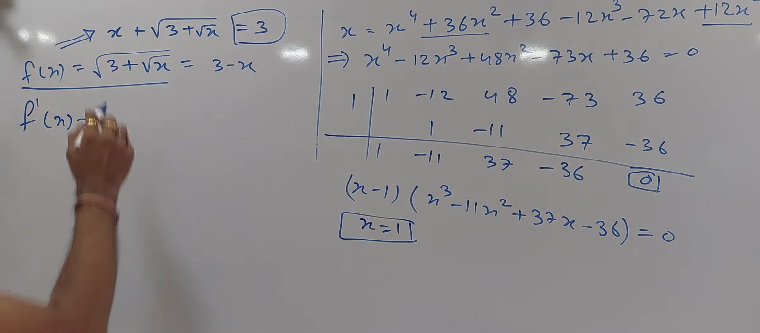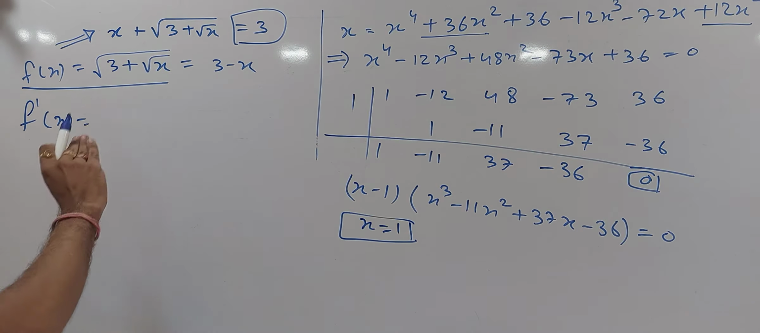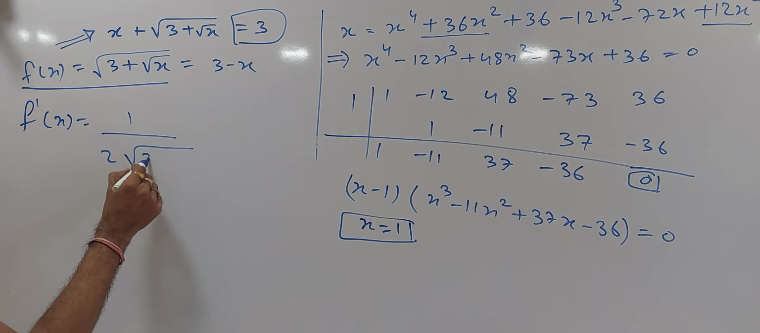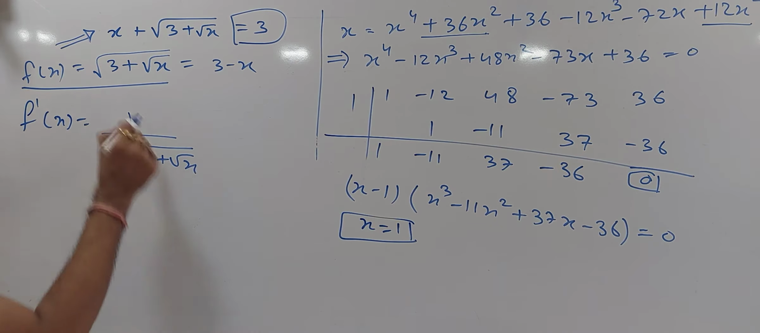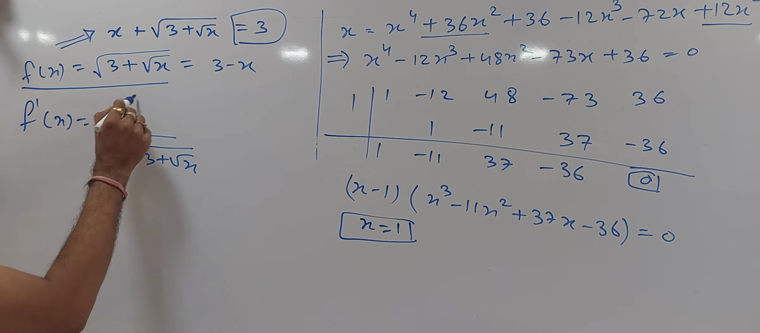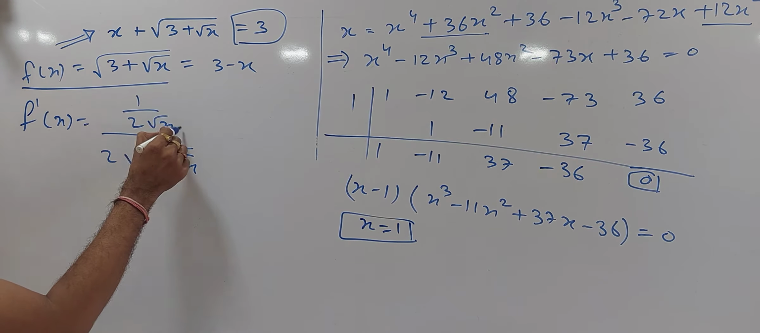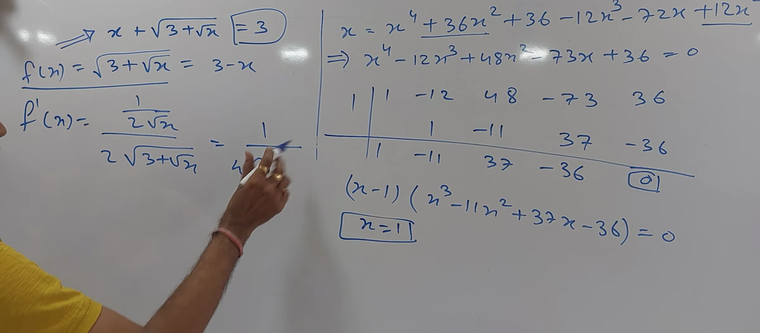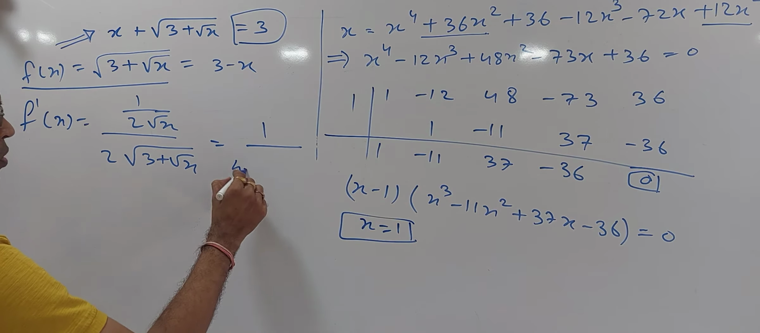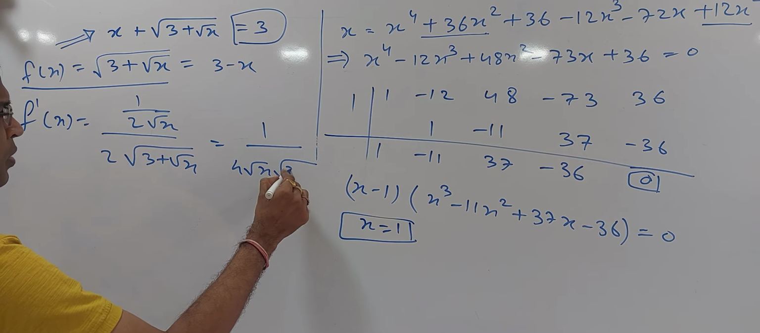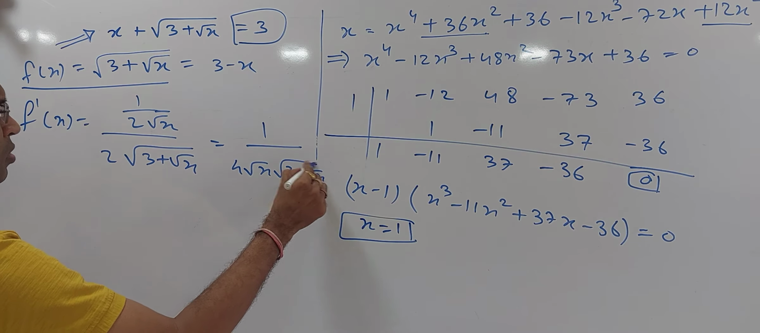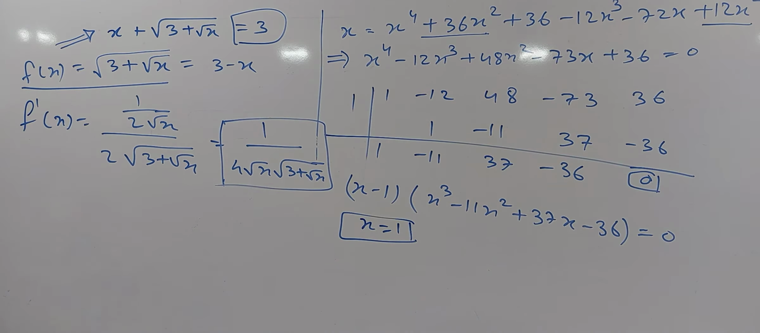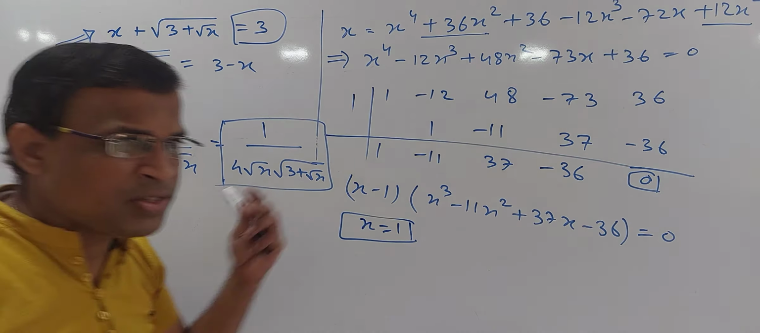Whoever knows about the derivative can get the derivative of this very quickly. It is 1 upon 2 times under root of 3 plus root x, and in the numerator it is 1 upon 2 root x. So further simplification is 1 upon 4 root x into root of 3 plus root x. That is what you are getting for f dash of x, the derivative.